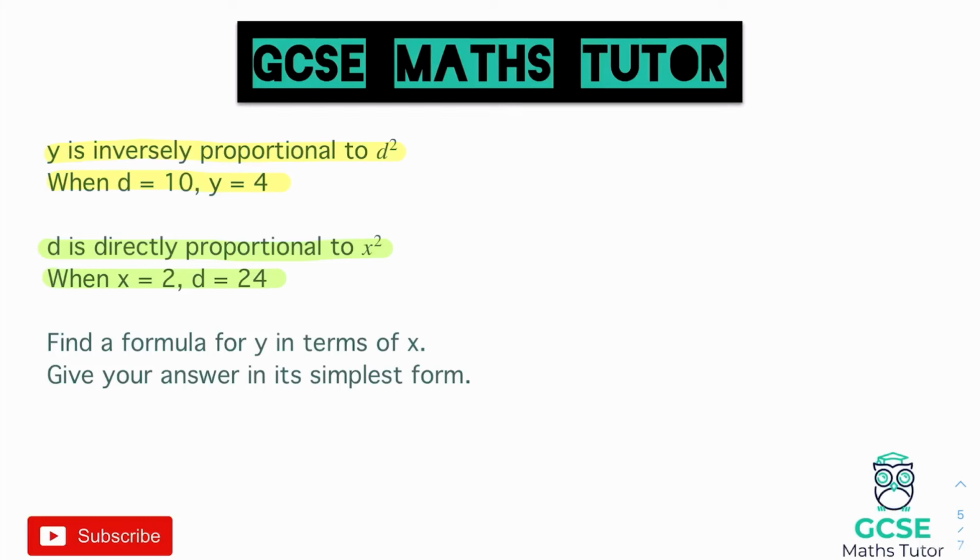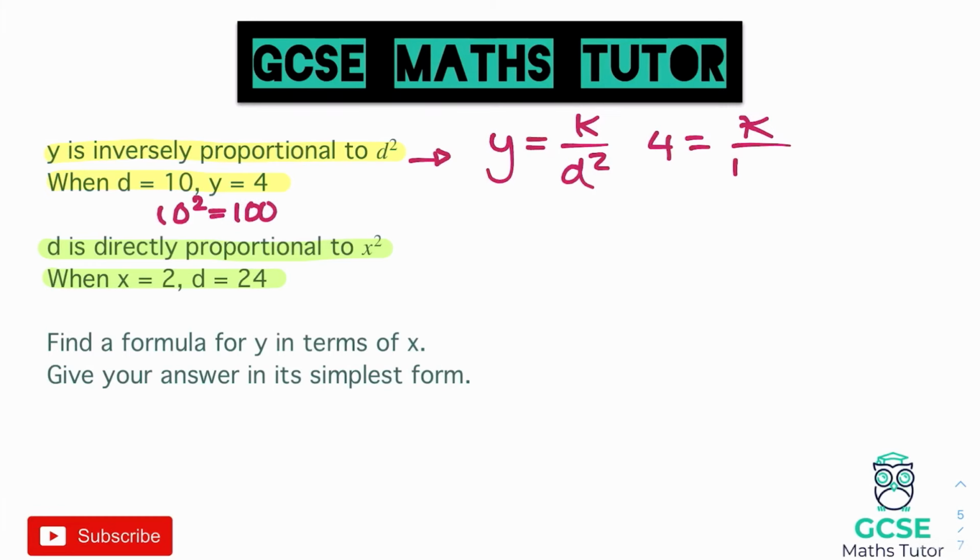Treating it in the same way, let's create a formula for this first one. So y is equal to, and it's inverse proportion, so k over d squared. Then again, we can sub these numbers in. We've got d is 10 when y is 4. So we've got 4, which is y, is equal to k over d squared. And in the working out to the side, 10 squared equals 100.